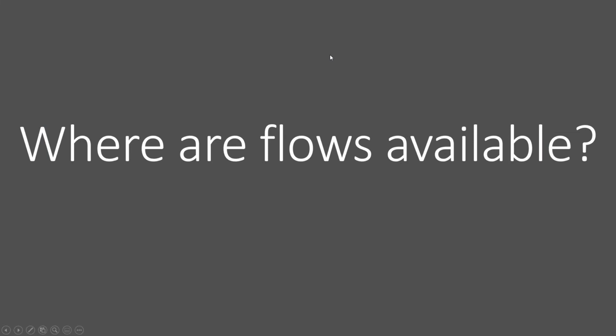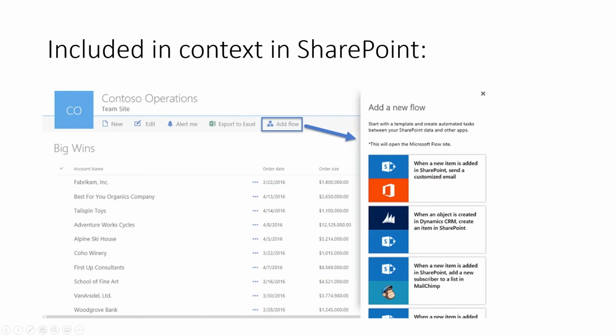So where are flows available? This is somewhat new in terms of some of the areas. In 2018, Microsoft added flow in the context of SharePoint. So when you go to SharePoint, if you want to interact with that SharePoint site in some way, there's an add flow button right in the SharePoint browser. So that is new as of the end of 2018.